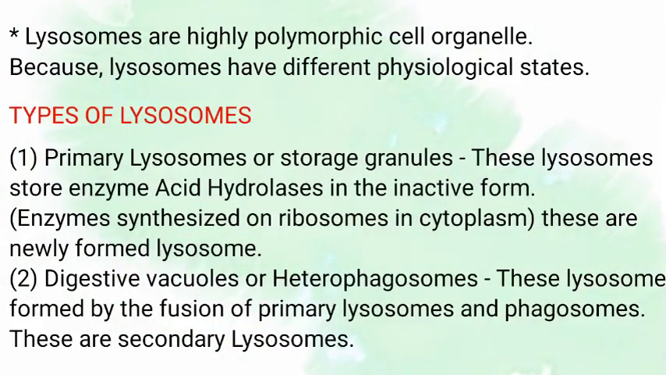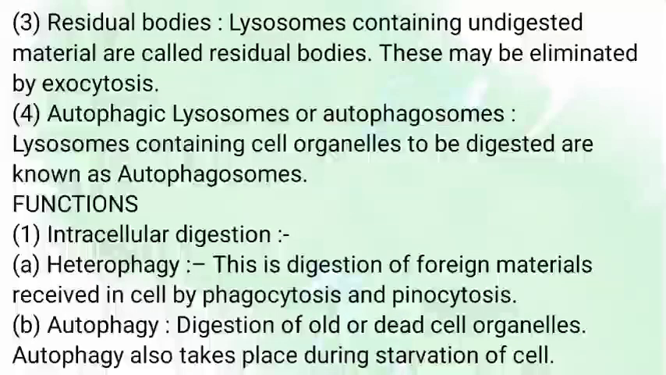Lysosomes with inactive enzymes are called primary lysosomes. They store food. Secondary lysosomes are the fused form of primary lysosomes and phagosomes. Residual bodies: lysosomes containing undigested material are called residual bodies. These may be eliminated by exocytosis. Autophagic lysosomes are autophagosomes. Lysosomes containing cell organelles to be digested are known as autophagosomes.